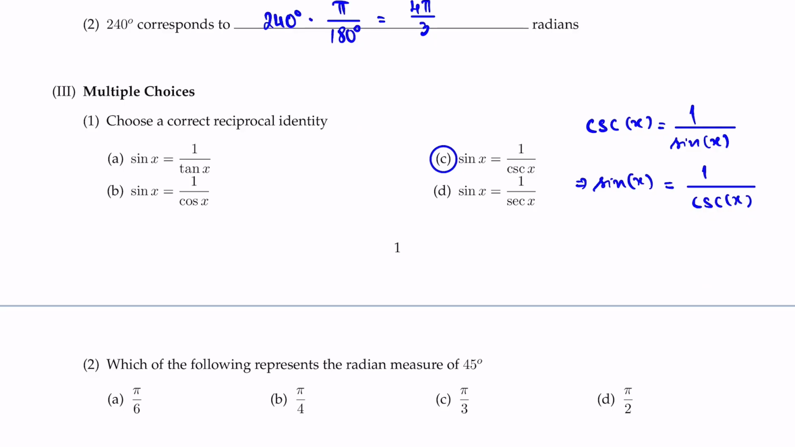On the other hand, you may see questions related to secant of x, and secant of x is 1 over cosine of x. So that's why D is not correct.